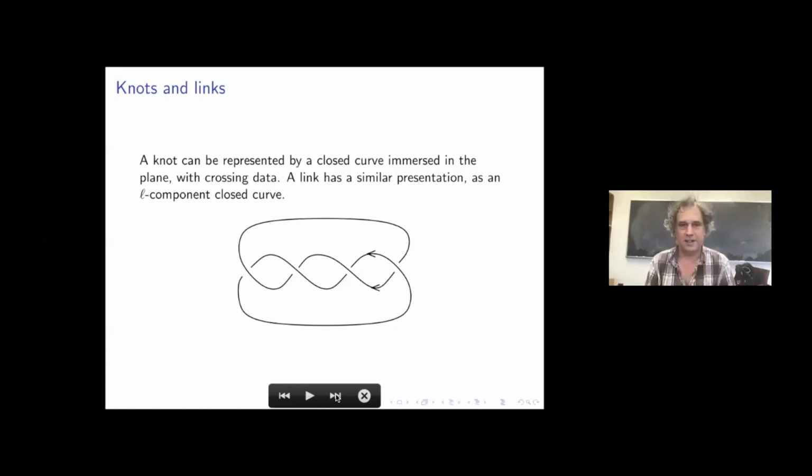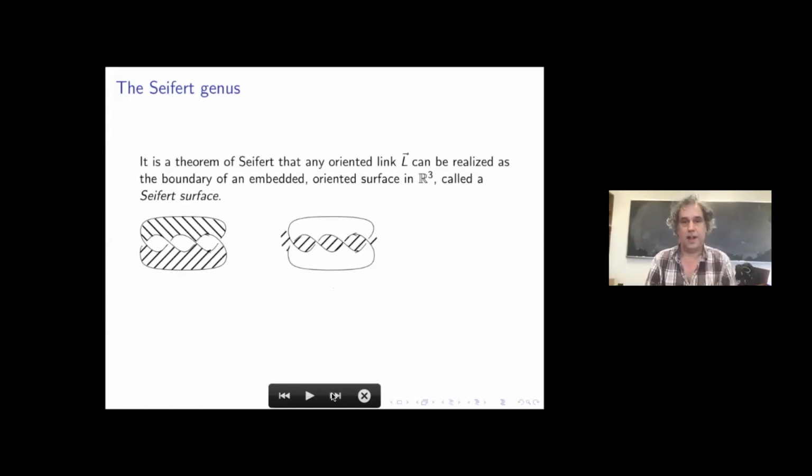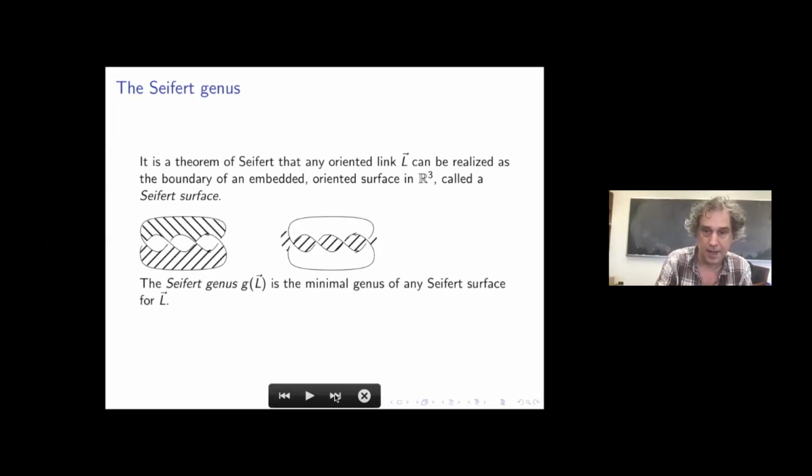Okay, so a knot or link can be presented as a closed curve, or multi-curve, in the plane with crossing data. So here's a picture of a link. There's a measure of the complexity of a link, which, if your link is given with an orientation, there's a theorem of Seifert that says the link can be realized as the boundary of an embedded surface in the three-sphere. You can try to find the minimal genus of any such embedded surface, and that's going to depend greatly on the orientation of the link. So on the left, I've got a twice punctured genus 1 surface, and on the right, I've got an annulus. These are for the two different orientations on this torus link. Okay, so that's the Seifert genus.